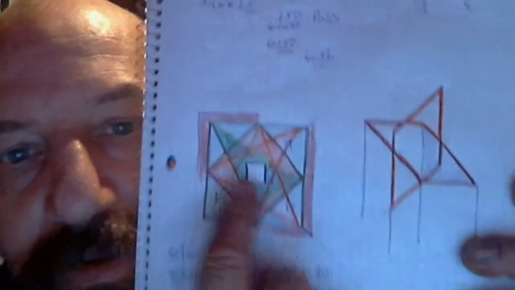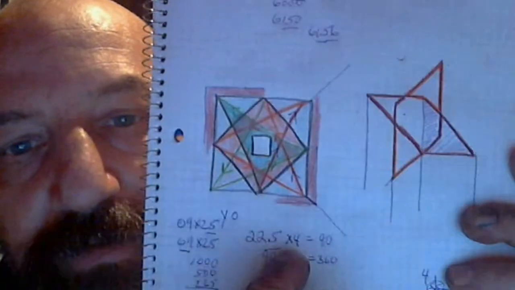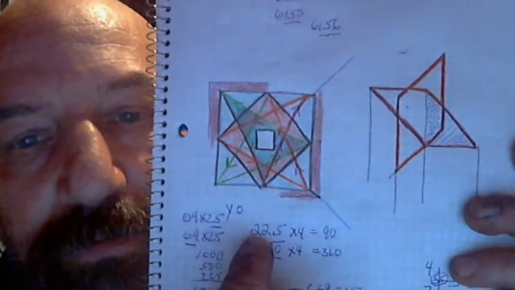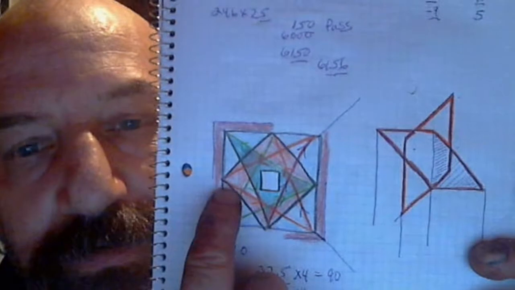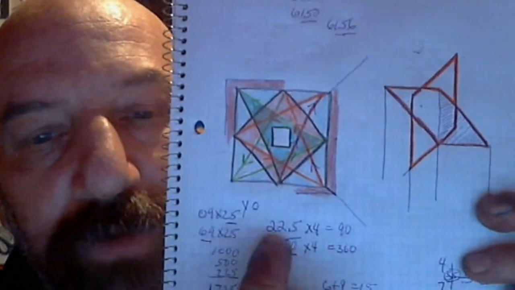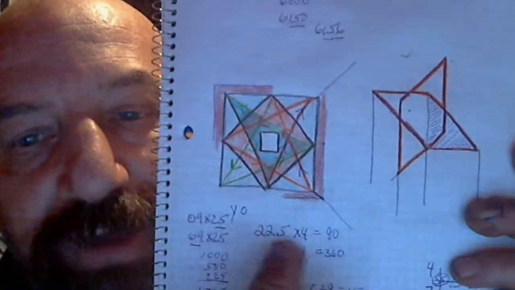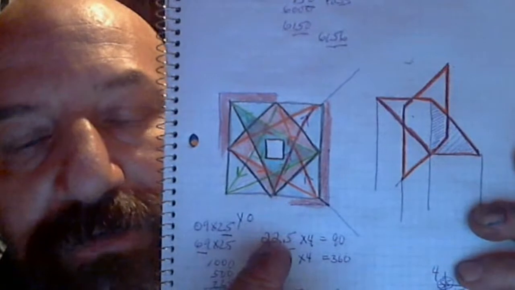22.5. When we go from this angle down to here, I call that the 45-degree angle, the angle of Dalet. When you come into the center, you go to 22.5. So when you go 45 and 22.5, that is 67.5, 6, 7, and 5. Again, 6, 7, and 5 is 21.